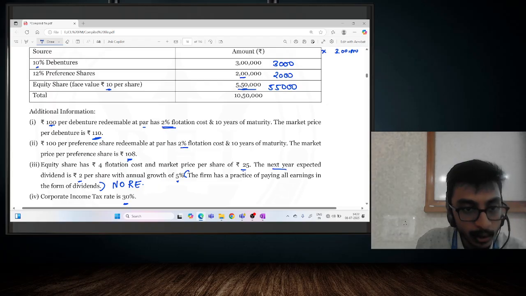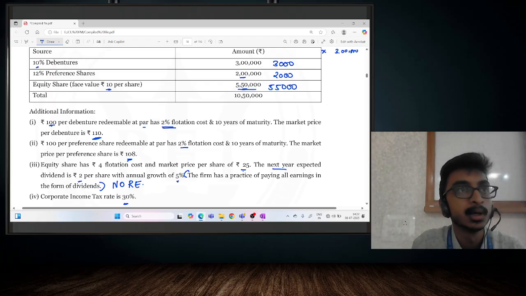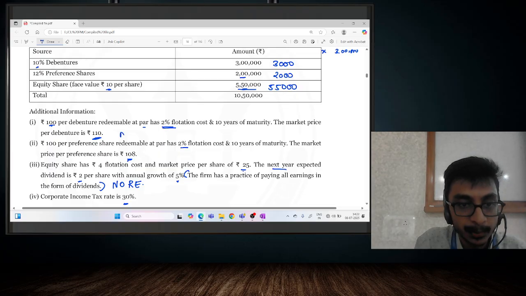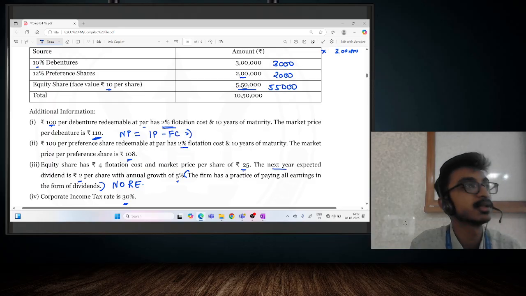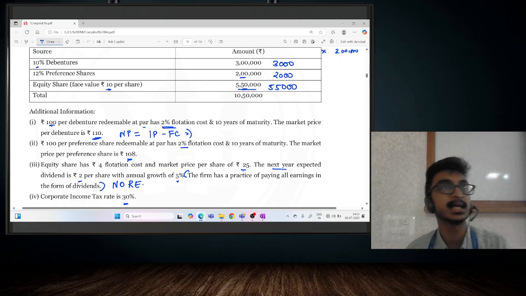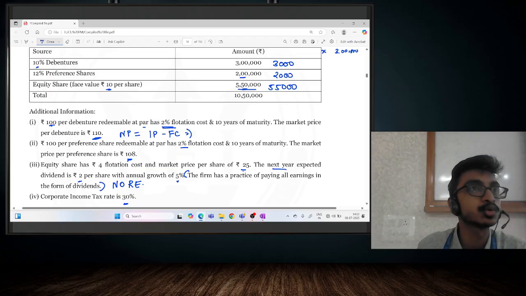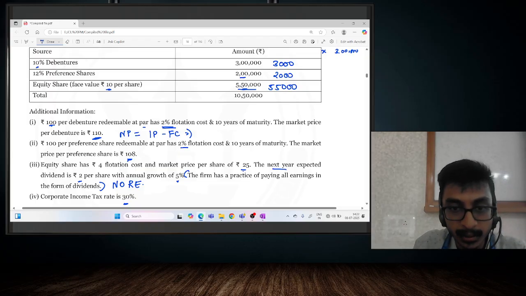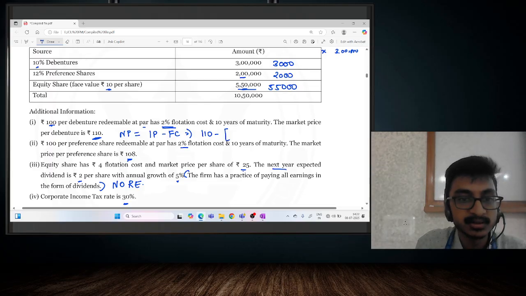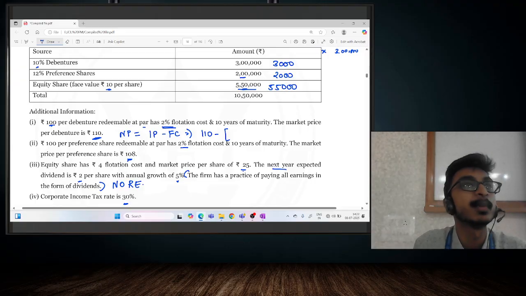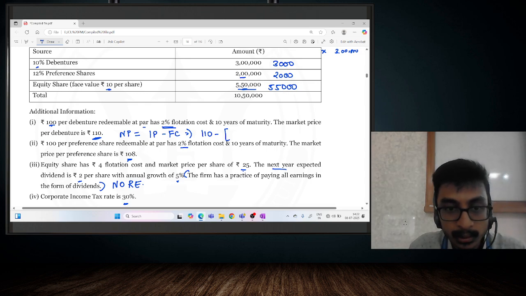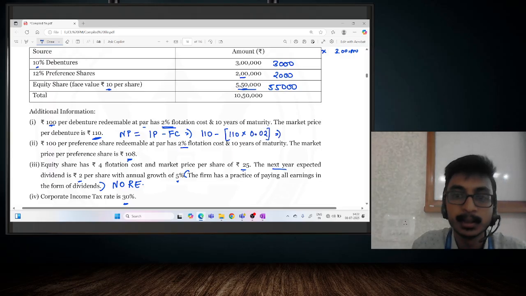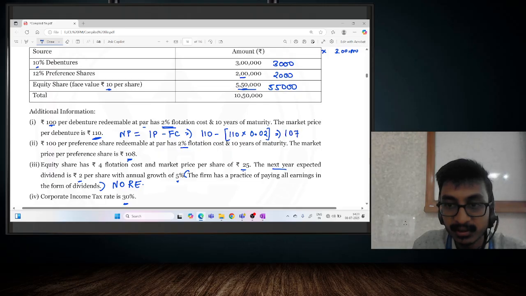See, for the net proceeds we cannot take the market price directly because we have a flotation cost of 2%. So net proceeds is equal to issue price minus flotation cost. In this question, since issue price is not directly given, we are assuming that the debentures are issued at the market price. Market price is 110 minus there is a flotation cost of 2%. It is always better to calculate flotation cost on issue price rather than face value. So 110 into 0.02. How much do we get? 107.8.